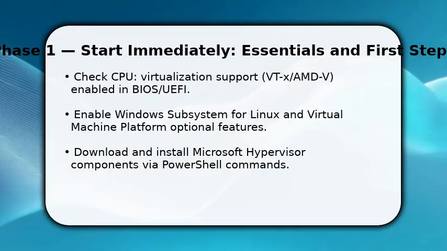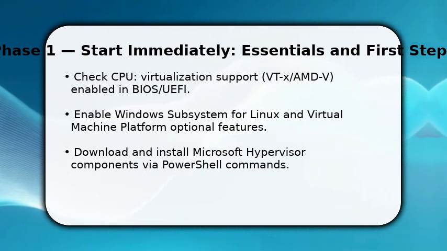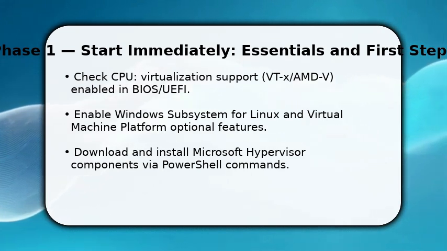You begin by confirming prerequisites: CPU virtualization and 64-bit Windows. Once confirmed, reboot into UEFI and enable VTX or AMDV. This is mandatory. Back in Windows, open an elevated PowerShell and run the commands to enable WSL and Virtual Machine Platform. These prepare the hypervisor stack.